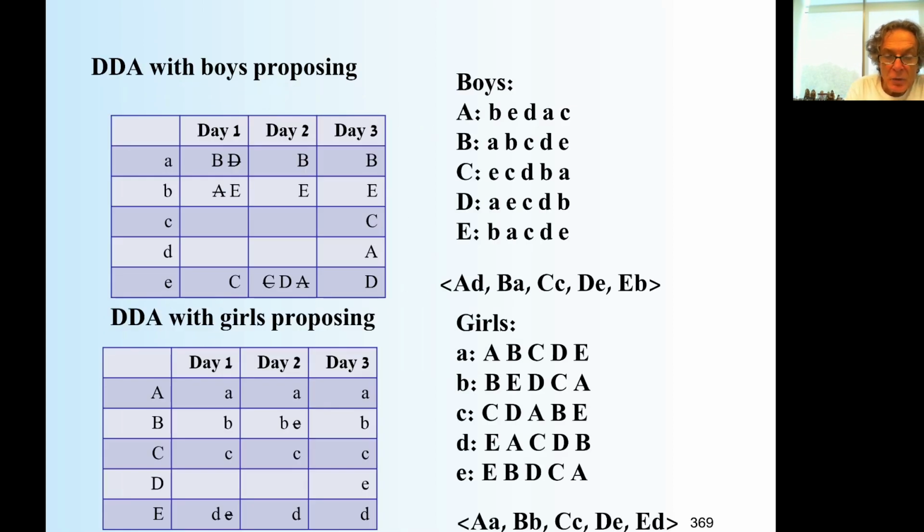Okay, so let's see how it works. Let's now talk about DAA with boys proposing. What happens? Girls sit at home passively. In the first day, all boys go to the first on their list. So A goes to B. Next, boy B goes to A.